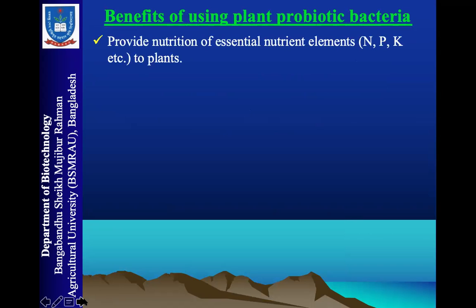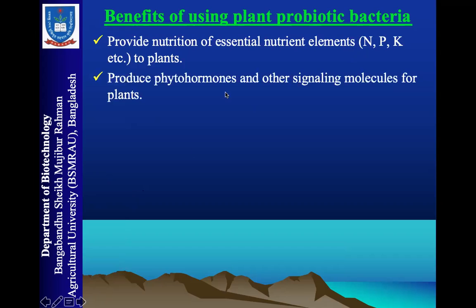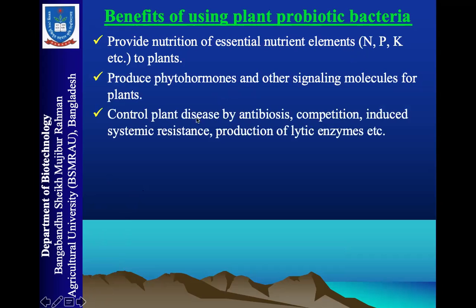What are the benefits of using plant probiotic bacteria? They provide essential nutrient elements, NPK, etc., to plants. They produce phytohormones and other signaling molecules for the plants and promote plant growth. They control plant disease by antibiosis, producing antibiotics, competition for space, and inducing systemic resistance. That means when you colonize a probiotic microorganism in the plant, it induces systemic resistance in the host plant.